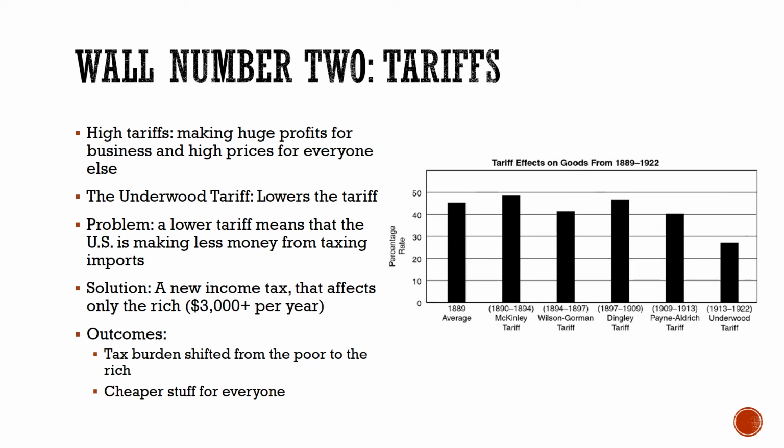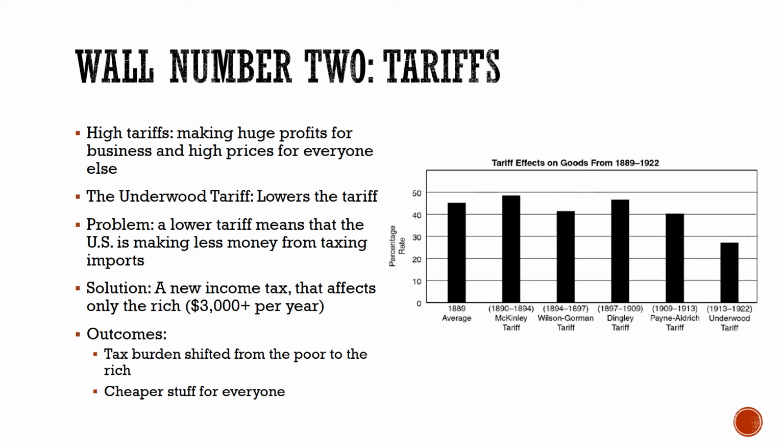And what this meant is that big business was very powerful and that normal average Americans were paying a lot more for their stuff. So what Wilson does is he passes the Underwood Tariff. And what this does is that it lowers the tariff. And you can see on this chart here that it brings the tariff down from around 40% to 28%, which is a big decrease. But there's a new problem, and that is that a lower tariff means less money for the United States. And the solution for this is revolutionary.